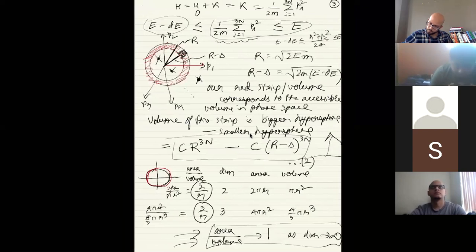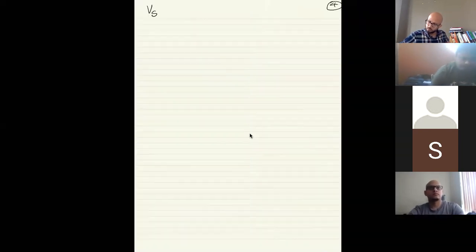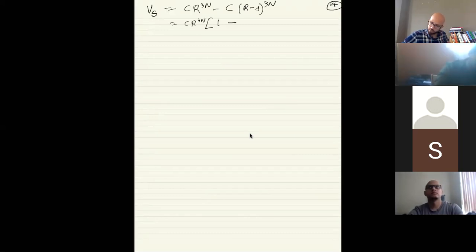So our volume Vs of this shell over here, all of this, Vs is the volume of this little strip in the middle that we want to calculate. So Vs is going to be c r to the power 3n minus c (r minus s) to the power 3n. So let's try to calculate it. We can say c r to the power 3n times (1 minus s by r) to the power 3n, correct? It's exact. I haven't done any jugglery so far, right? It's exact. Now I'm going to do one jugglery.